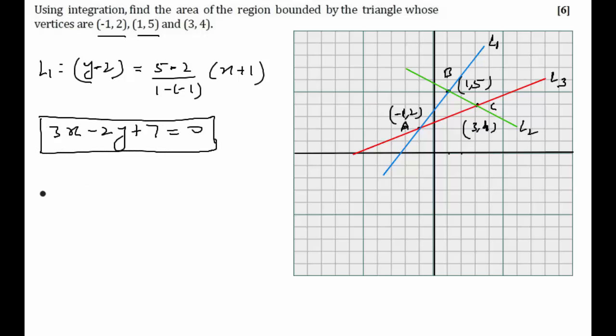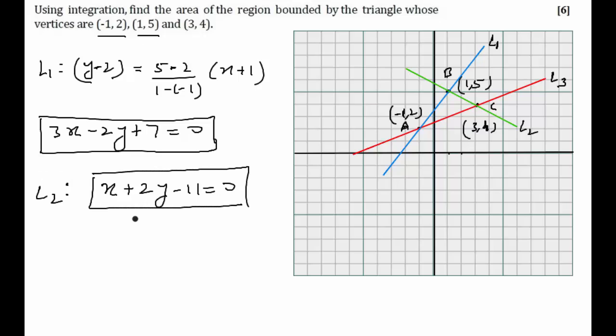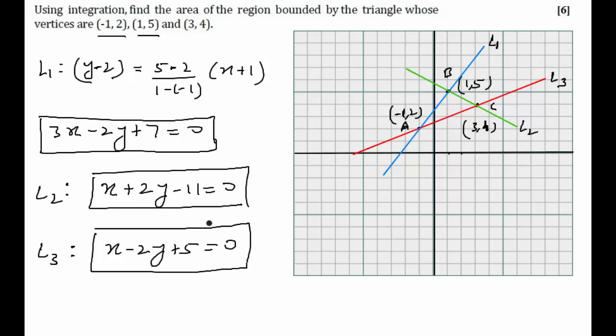Similarly, let us calculate the equation of line 2. When you proceed in a similar manner, you will get the equation of the line as x plus 2y minus 11 equal to 0. And similarly, you will get the equation of line 3. The equation of line 3 will be x minus 2y plus 5 equal to 0. So we have these three equations with us now, using two-point form as we did for the first line.